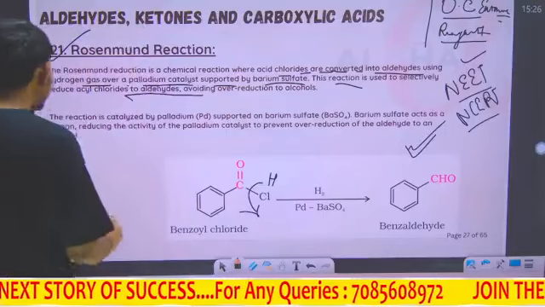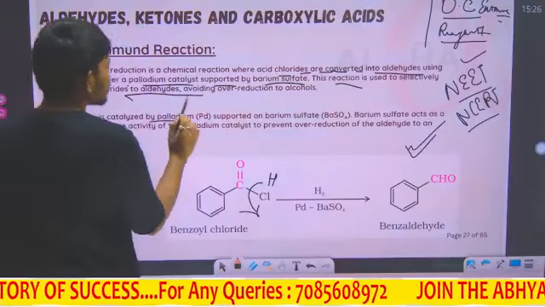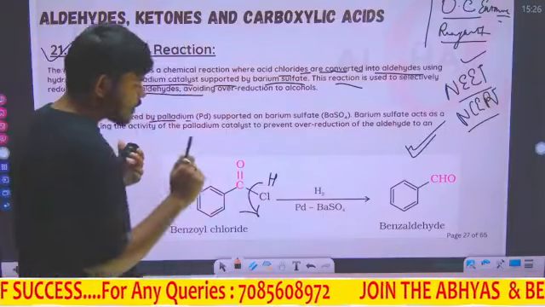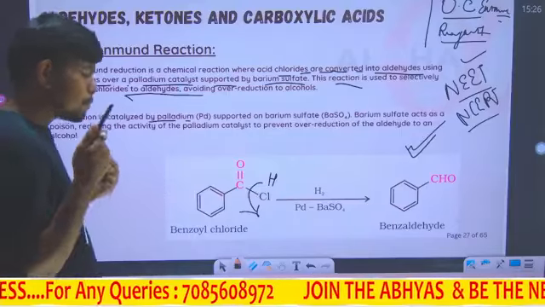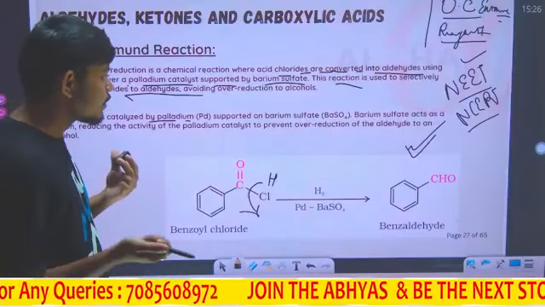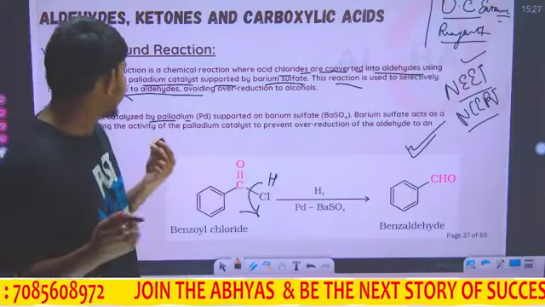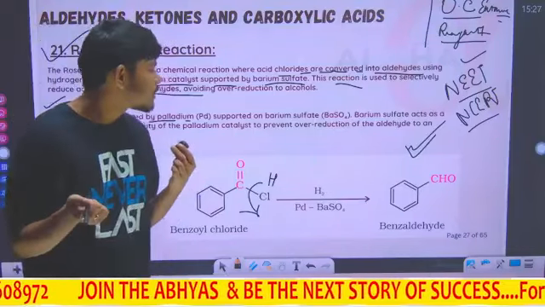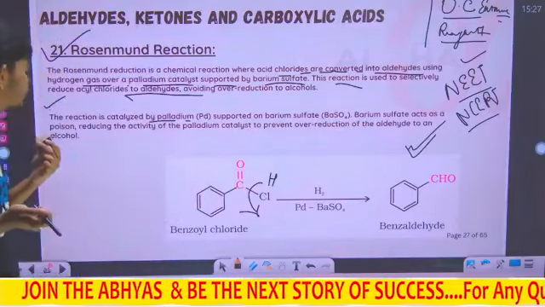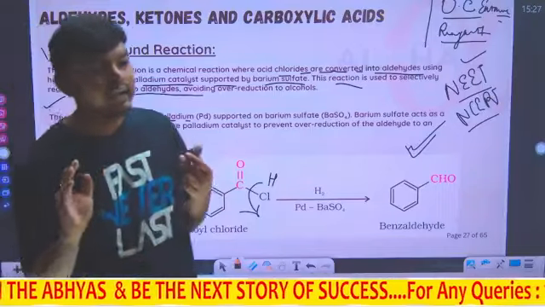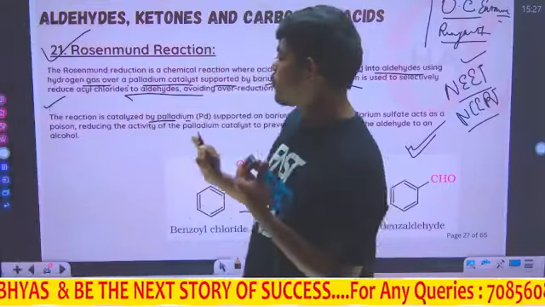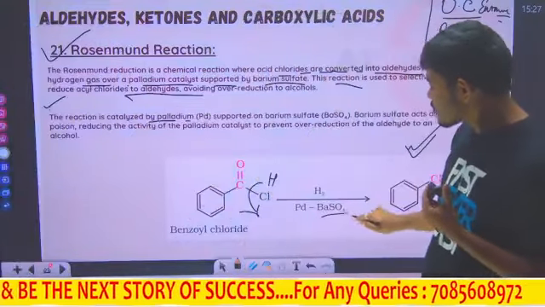This reaction is catalyzed by palladium. What are the catalysts? Hydrogen gas, palladium, barium sulfate. And why barium sulfate? Barium sulfate acts as a poison, reducing the activity of the palladium catalyst to prevent over reduction of aldehyde to alcohol. So what is over reduction? Let me tell you. So why Rosenmund? What is the purpose of BaSO4?